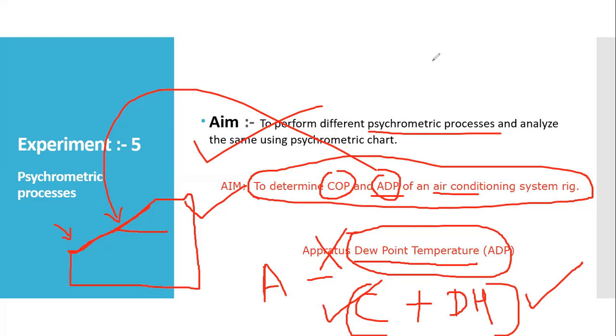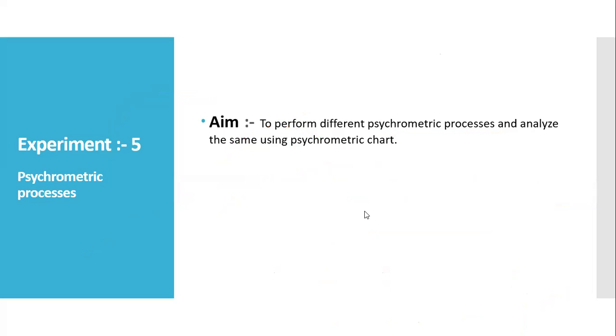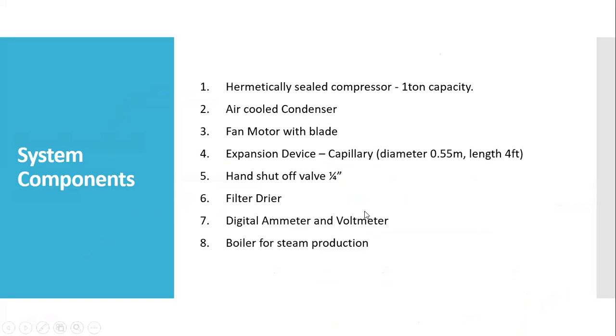And why we are calculating ADP. Okay, so let us start. Let me clear all this. These are the system components, the same as the previous experiment: hermetically sealed compressor, air-cooled compressor, fan motor, expansion device, hand shut-off valve, filter dryer, ammeter, voltmeter. But component 8.1 is not there. We are not using it in this experiment because we are not dealing with heating, so the boiler for steam production is eliminated.